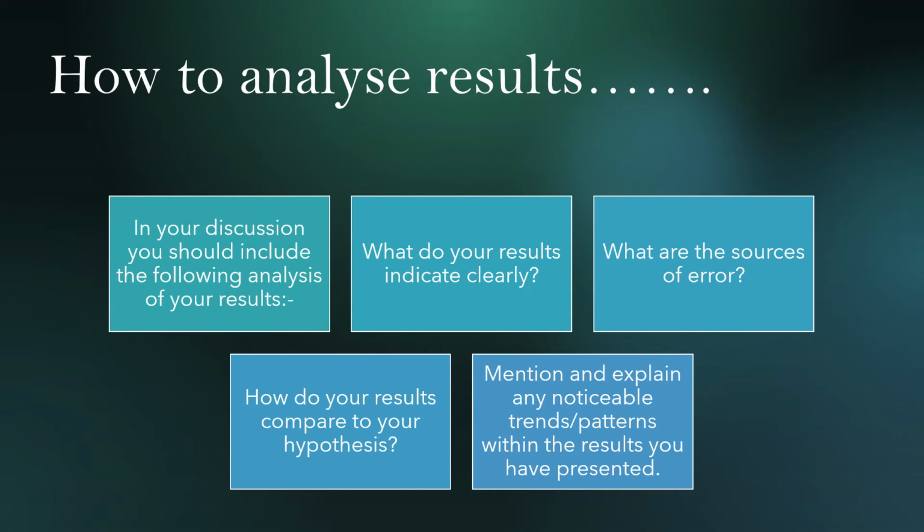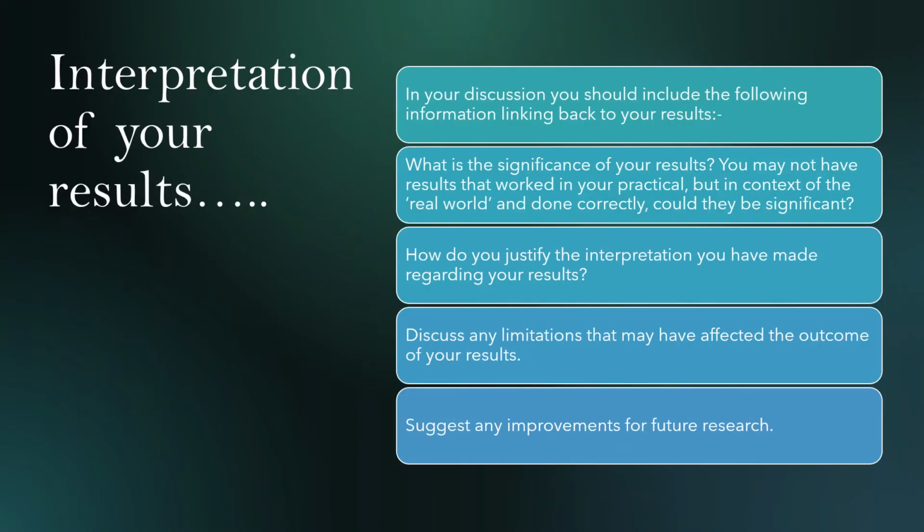So just again, recapping our results. So we analyse those. How do we do that? Glad you asked. I'll tell you. So in the discussion, try and pop the following in, or double check. This should be like a checklist. You go back and make sure you've done this. What do your results indicate clearly? What are the sources of error? How do your results compare to your hypothesis? Mention and explain any noticeable trends or patterns, whether it be good or bad, within the results you have presented.